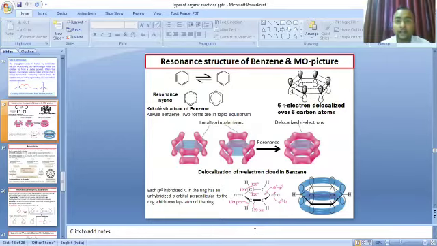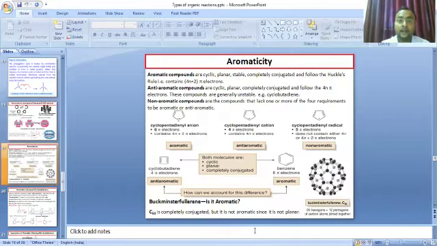And what are the conditions for aromaticity? The compounds fulfilling these conditions will be aromatic compounds. Aromatic compounds should be cyclic, planar, stable, completely conjugated, and follow the Huckel rule. Huckel rule is when the organic compound or moiety contains 4n plus 2 pi electrons, that compound is called aromatic. Anti-aromatic compounds are also cyclic, planar, completely conjugated, and follow 4n pi electrons.